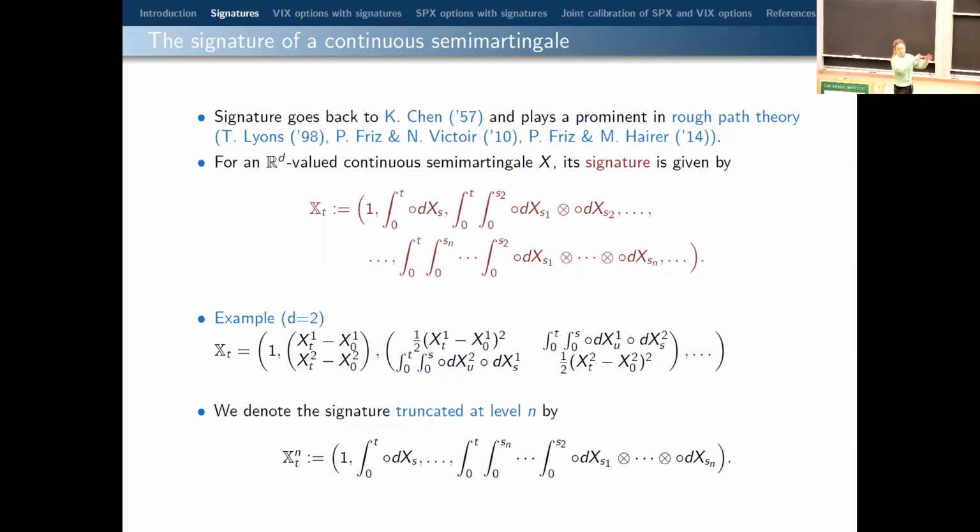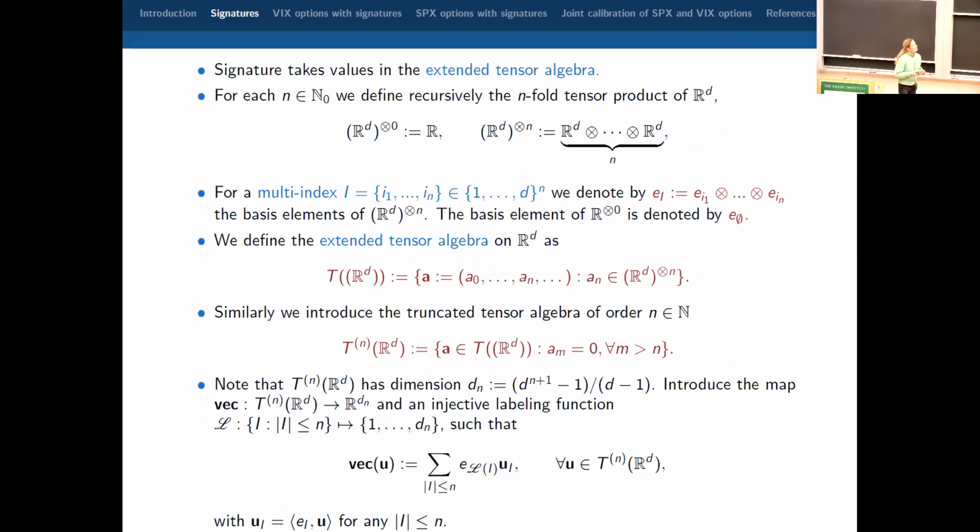then you can consider the higher order tensors, and this is then the signature, and the notation for it is again with this bold symbol. And whenever time is included as a component of the process, then I write it with the X hat. And when we truncate at level n, then we have here this n. Okay, so this signature, as you saw it, is sequence valued.